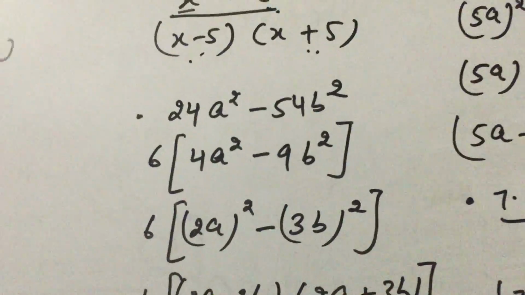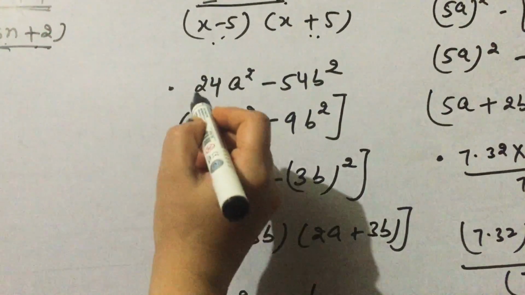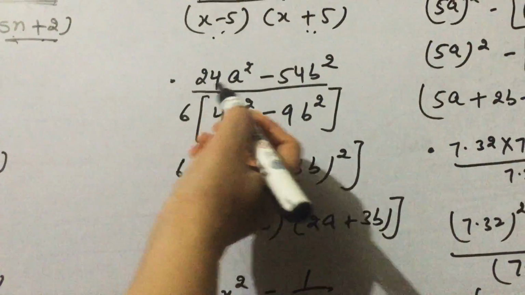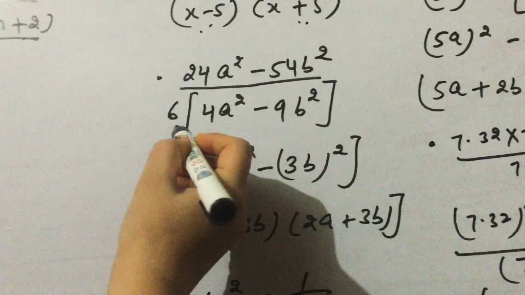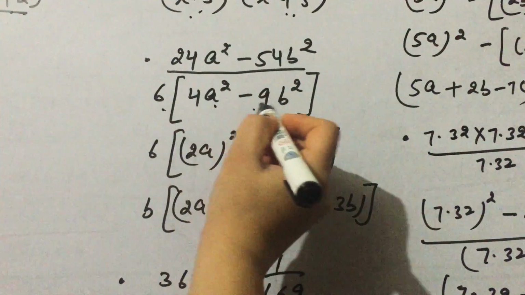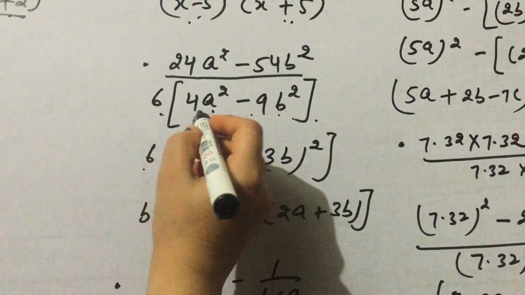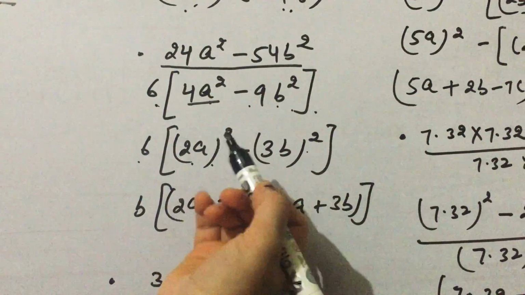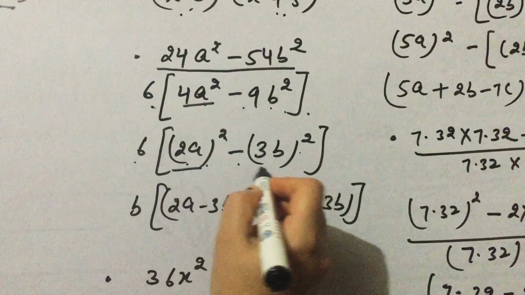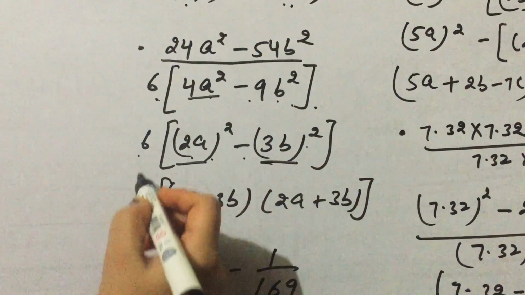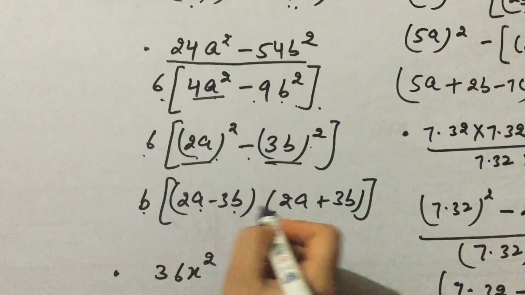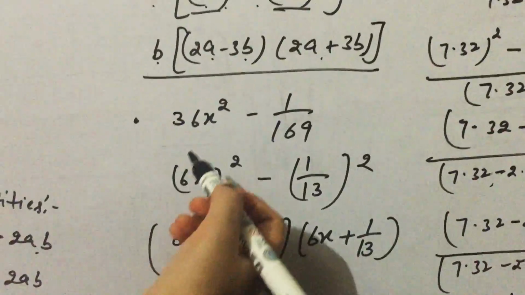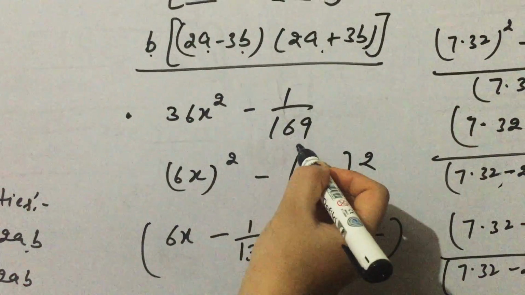Next question. 24a square minus 54b square. First we have to check whether anything is common between these numbers. Yes, 6 is the highest common factor. We can take 6 as common. So what is left here? 4a square minus 9b square. Inside, 4a square we can write as 2a whole square minus 3b whole square. Now the same identity we have to apply. A square minus b square, a minus b, a plus b. 6 is as it is, and 2a minus 3b, 2a plus 3b. This is the answer.